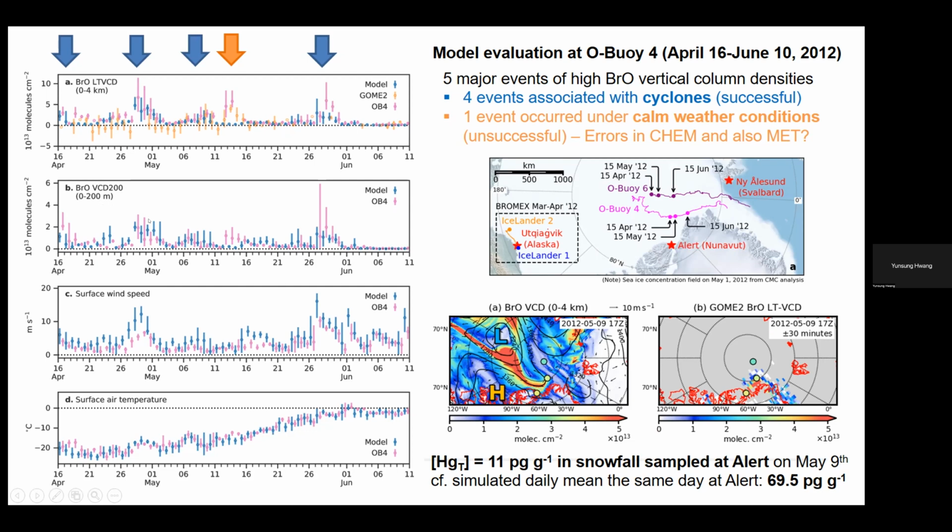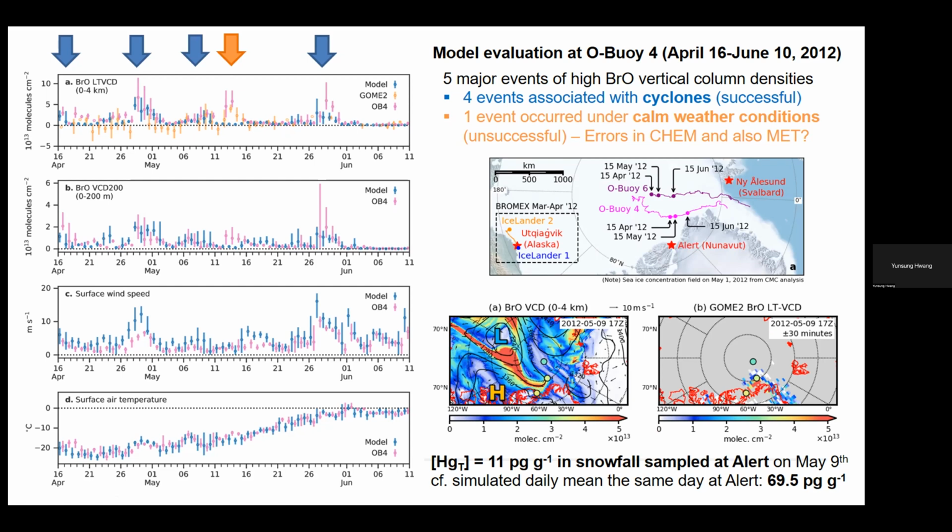So both of these are generally well captured in the model when the cyclone approaches the buoys, when you have very high wind, and that indicates the approach of the cyclones. Among the 5 events, four events associated with the approach of the cyclones were reasonably captured by the model. One event, which occurred in mid-May, indicated by this orange arrow, showing the very high column abundance of BrO, wasn't really captured in the model.